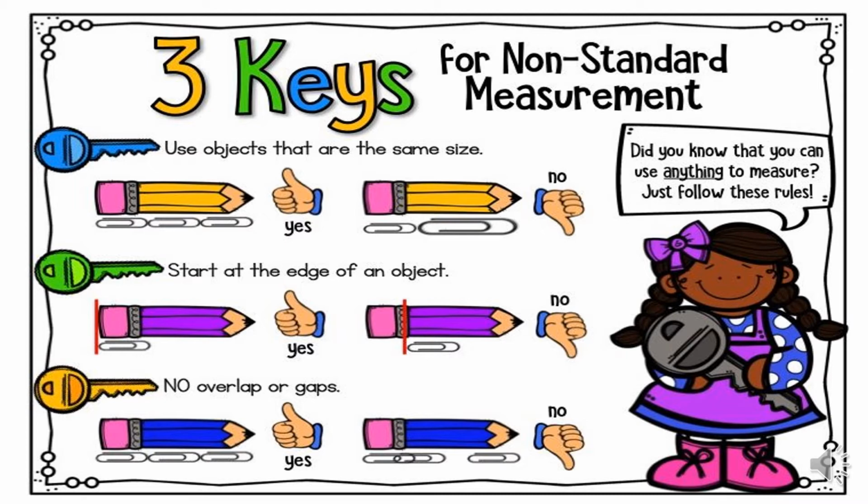When we measure an item using non-standard units of measurement, we need to make sure that we start at the edge of the object. We can't start in the middle, we need to start at the edge, and we need to end on the other edge. And we need to make sure that we don't overlap or leave gaps in between.